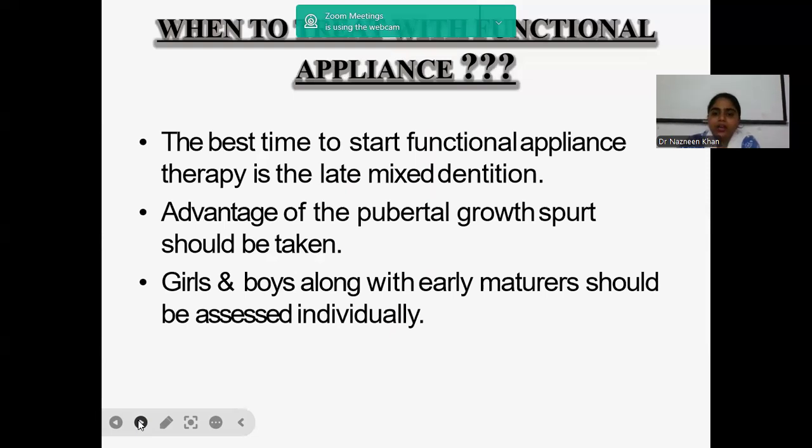The best time to start the functional appliance therapy is in late mixed dentition. This is the best time when we start the functional therapy, the removable or the fixed functional appliances. Advantage of the pubertal growth spurt should be taken. Girls and boys, along with early mature, should be assessed individually.